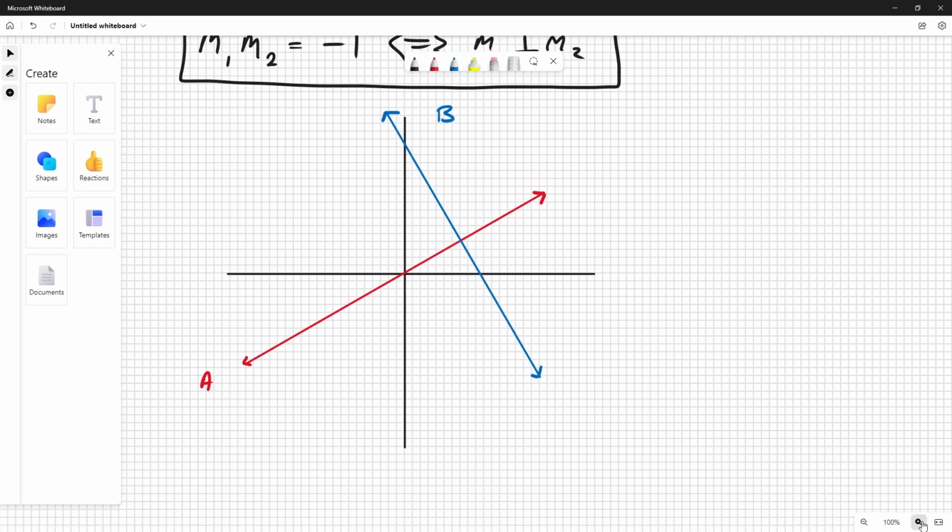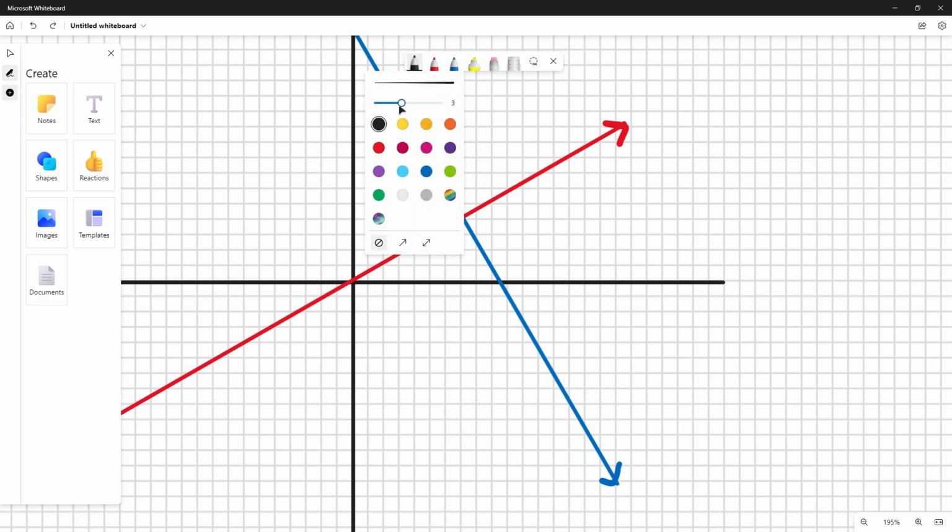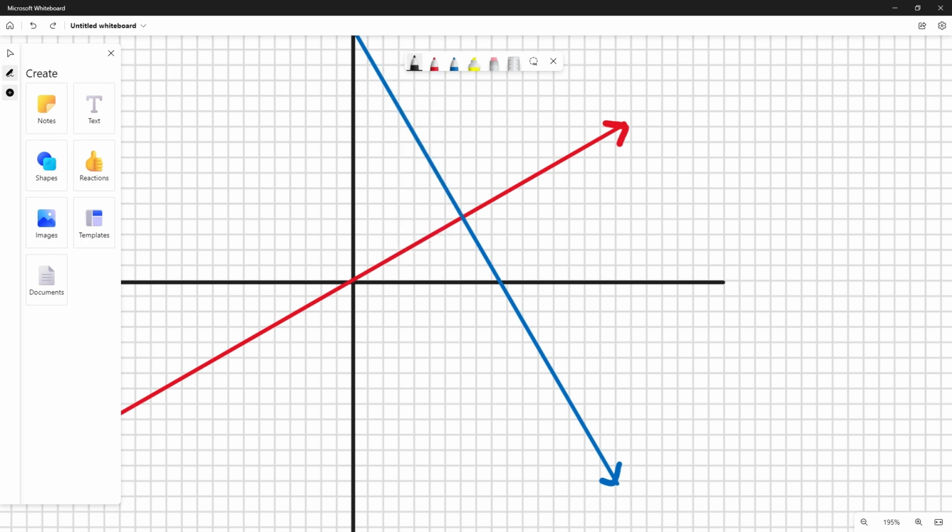Well, if I zoom in here really quick, just to add some detail, the angle that the line A makes with the horizontal, let's call this theta A. So this angle in here is theta A, let's say. And the angle B makes with the horizontal, this angle in here, is theta B.